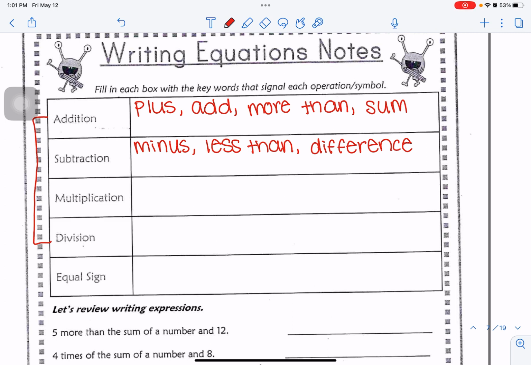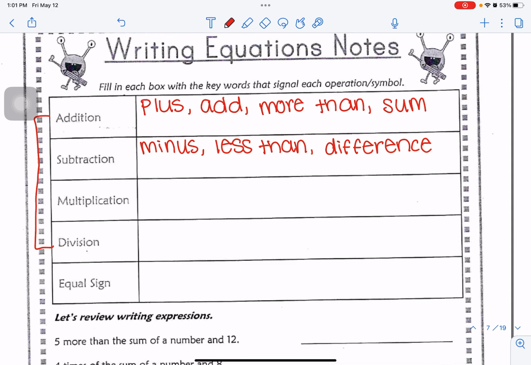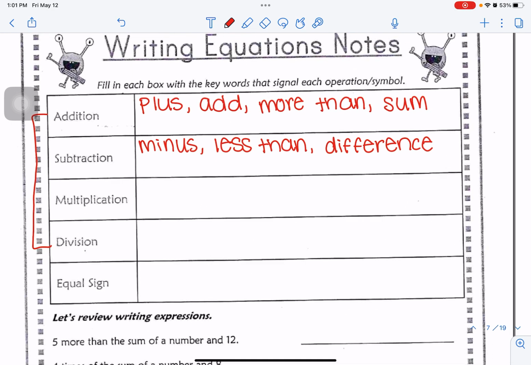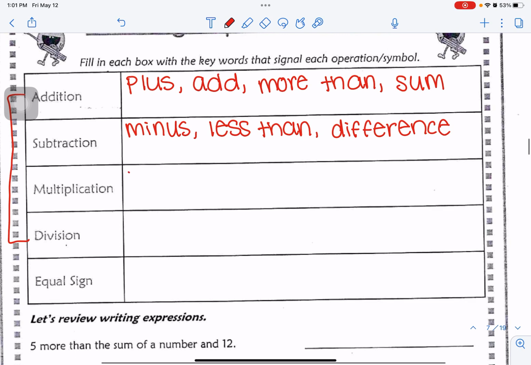Now, and again, these notes are on Google Classroom, so you can pull them up and fill them in with me. So, multiplication. Oh, and these are the 8.3 writing equation notes. So, those are the ones that you should have up. Multiplication, that would be product. That's when you're saying I want to find the product of 8 and 4. You're going to multiply them.